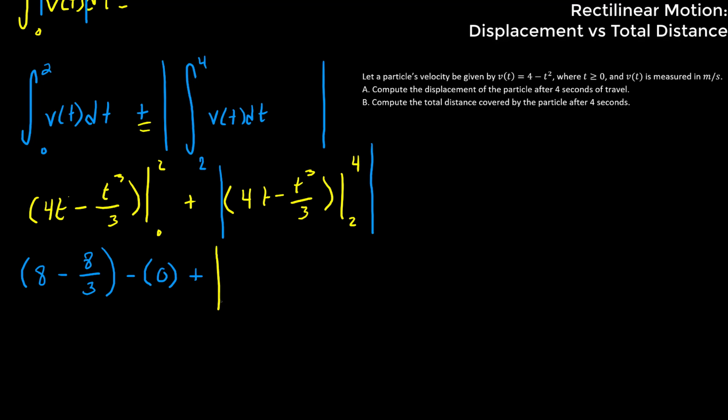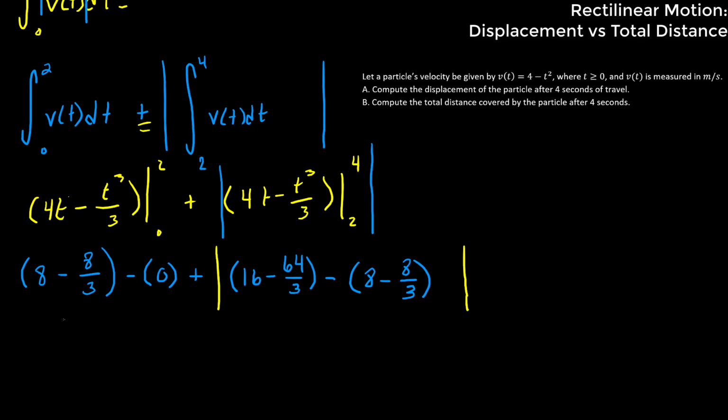Let me just use yellow to really show that right there. And so again, if we evaluate this at 4, just like we saw last time, for that 4 evaluation it would be 16 minus 64 over 3. Then we'll minus the evaluation at 2, which we know is right there. It's going to be 8 minus 8 over 3. Sweet. Now what we have to do is just solve.